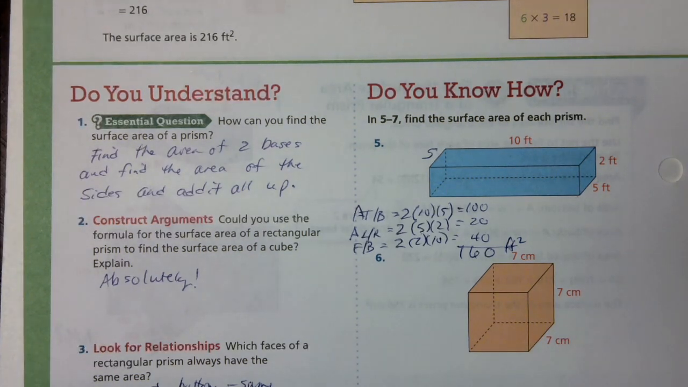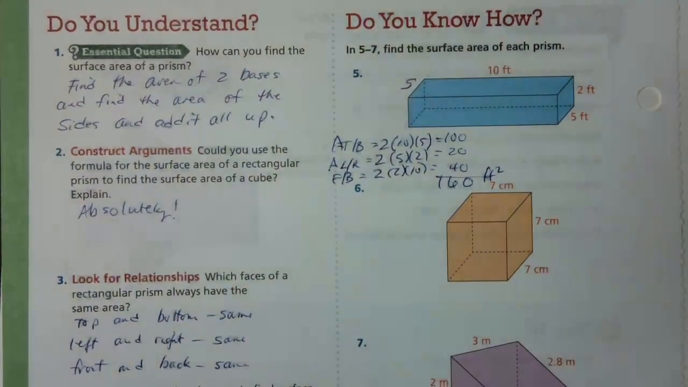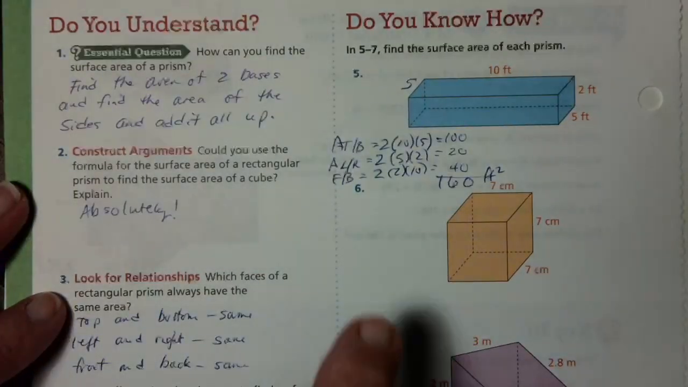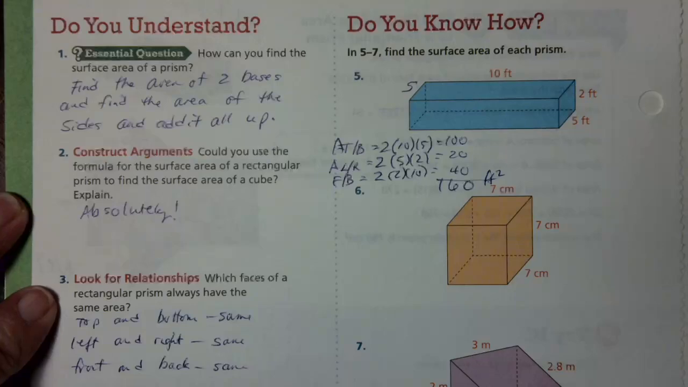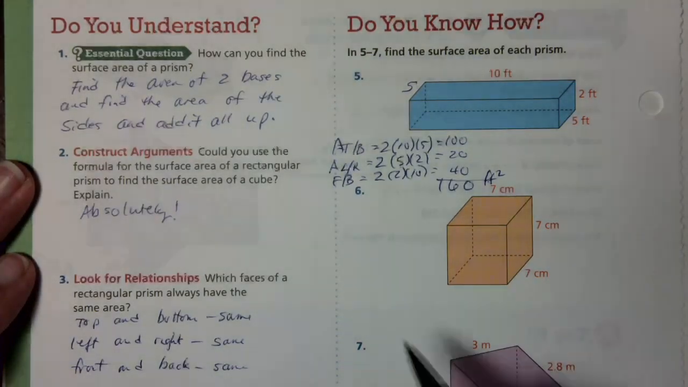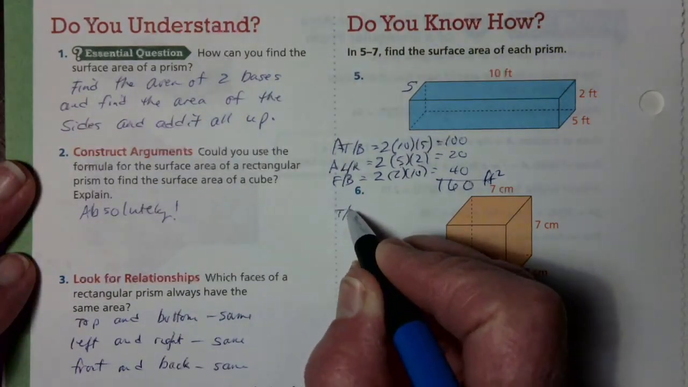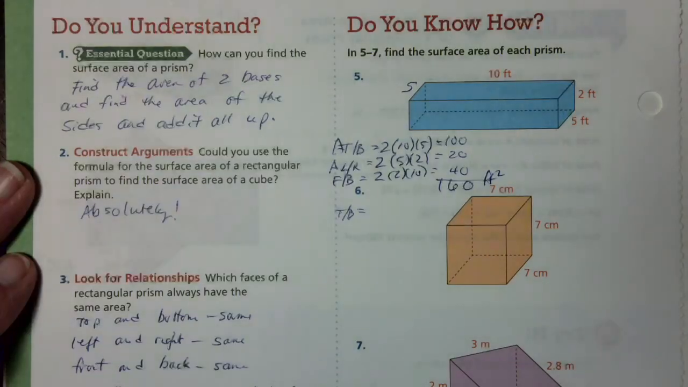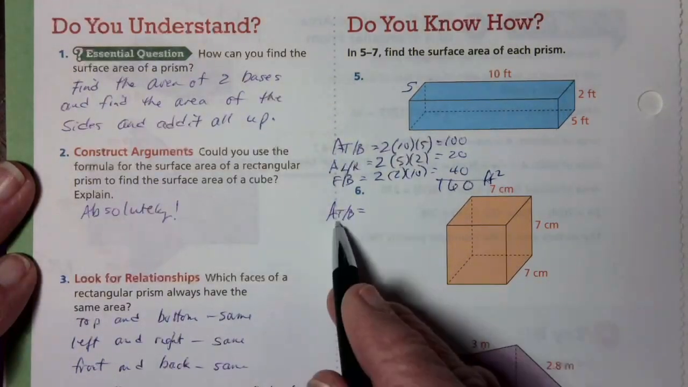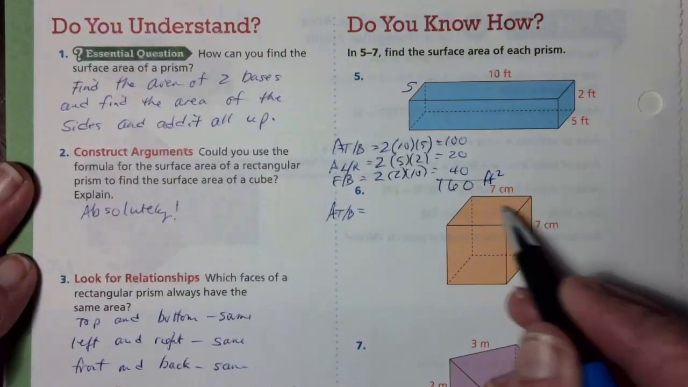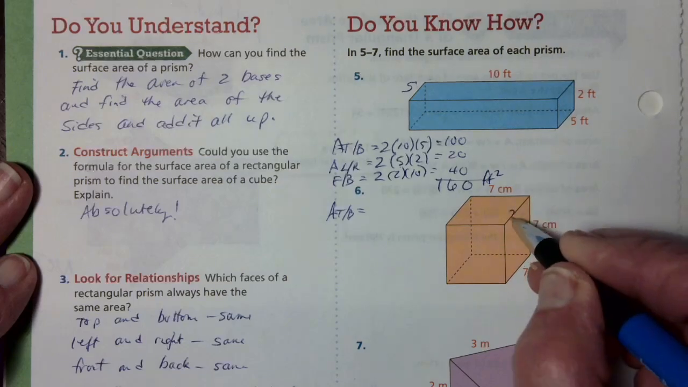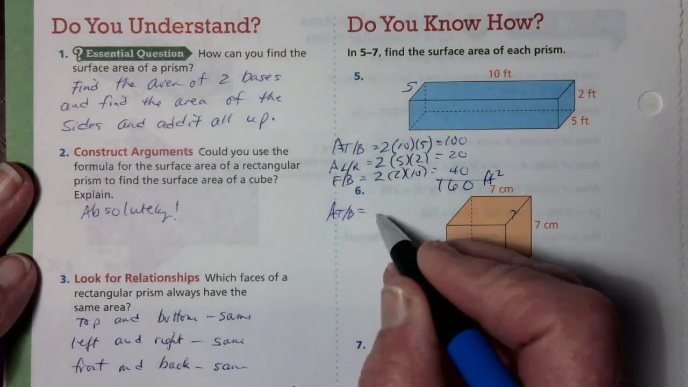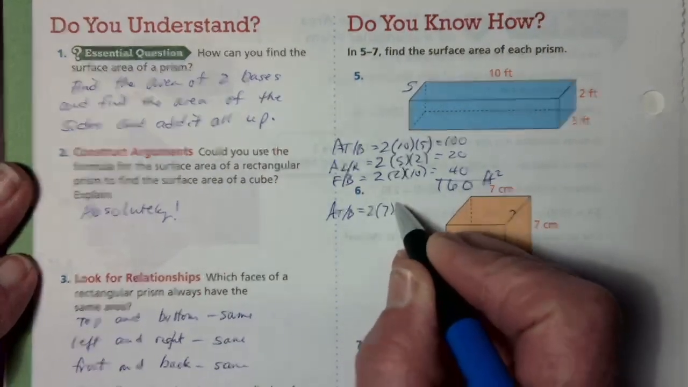Now when we get to number 6, we're going to do it two ways. The first way is going to be just like this. Let's do the top and the bottom. Top slash bottom, and this is area. We're doing the area of the top slash bottom. So this is a 7 by 7. It's 7 every direction, isn't it? So I got 2, that's a 7 by 7.